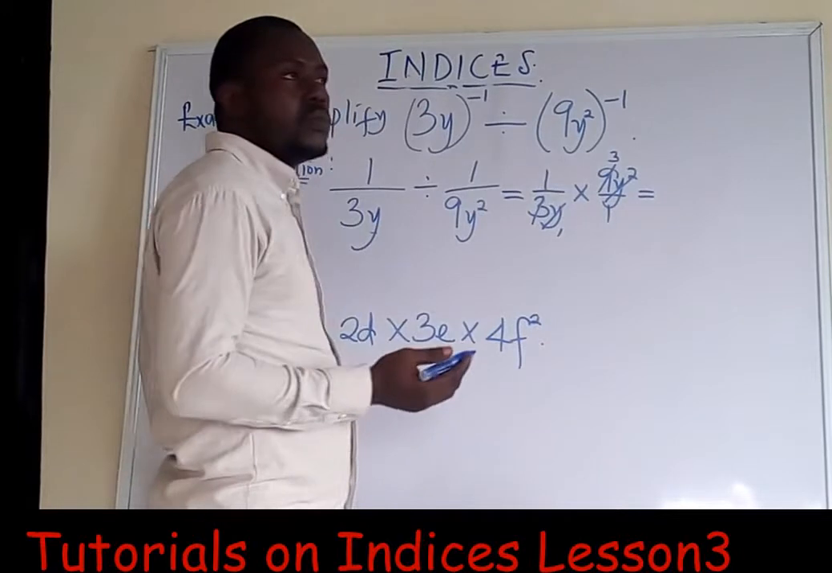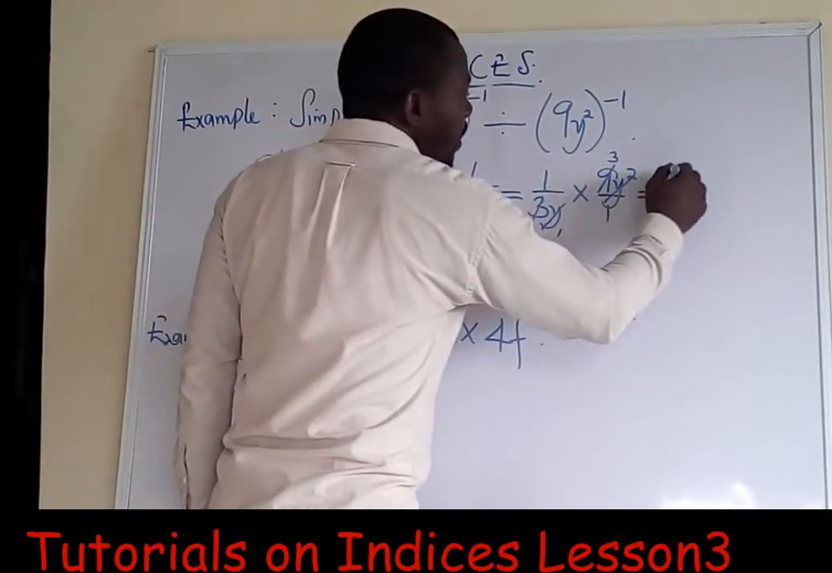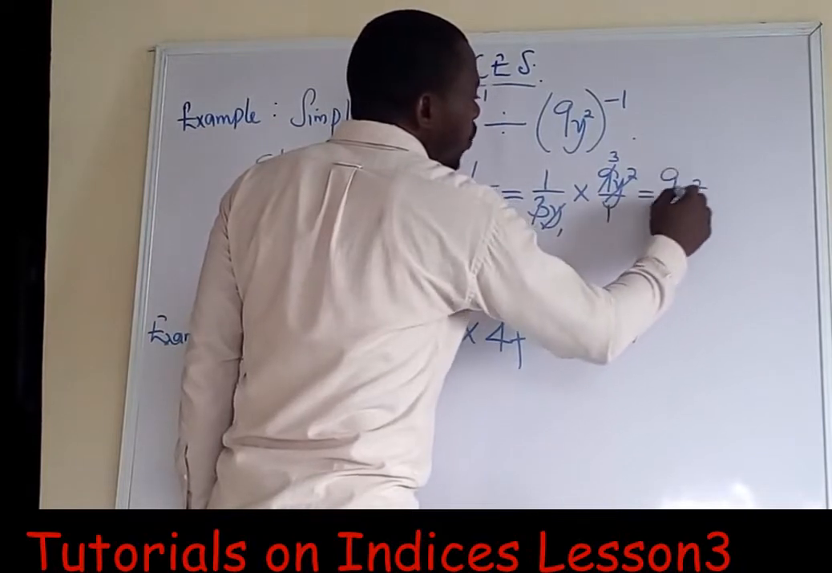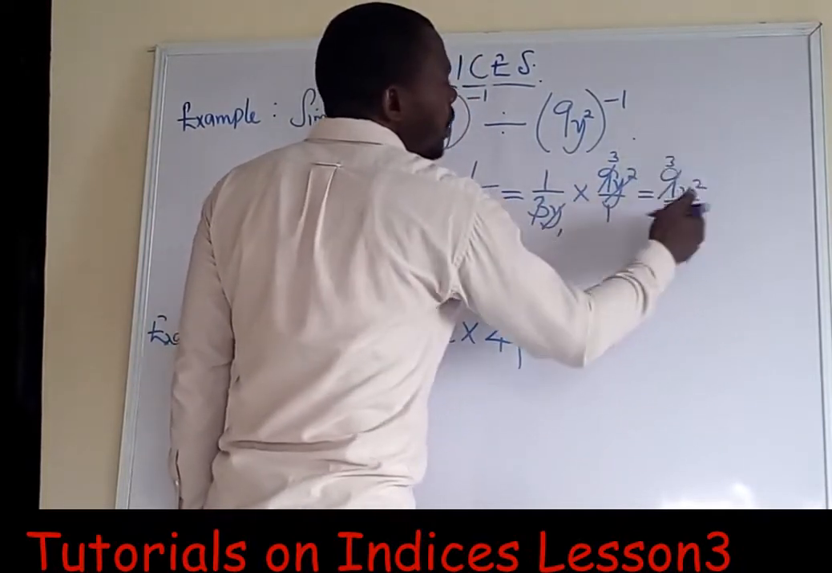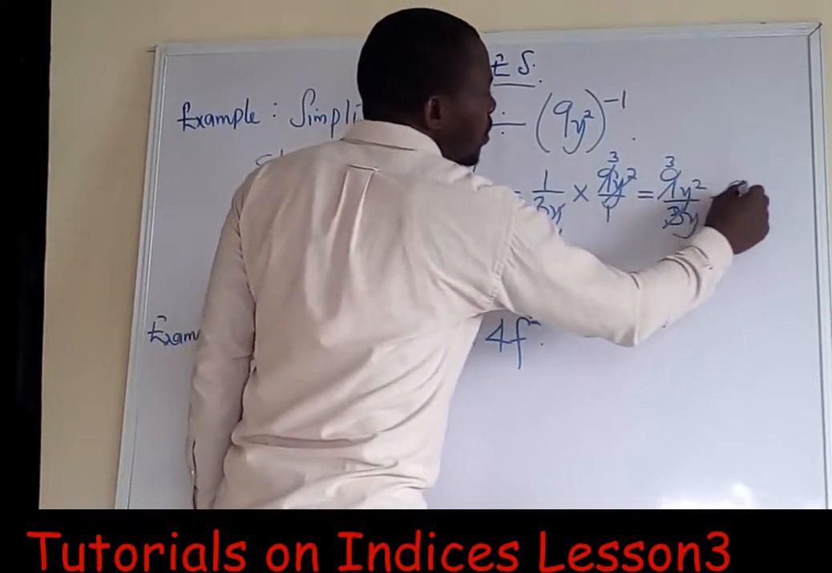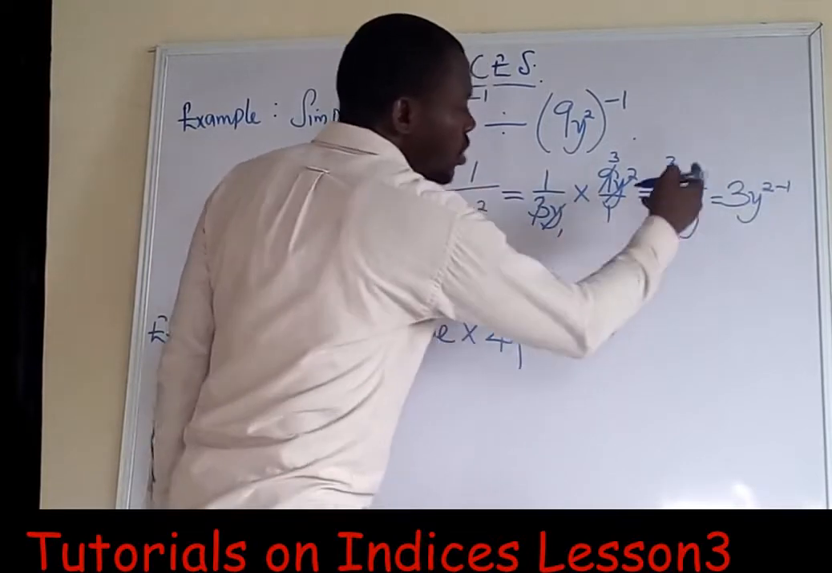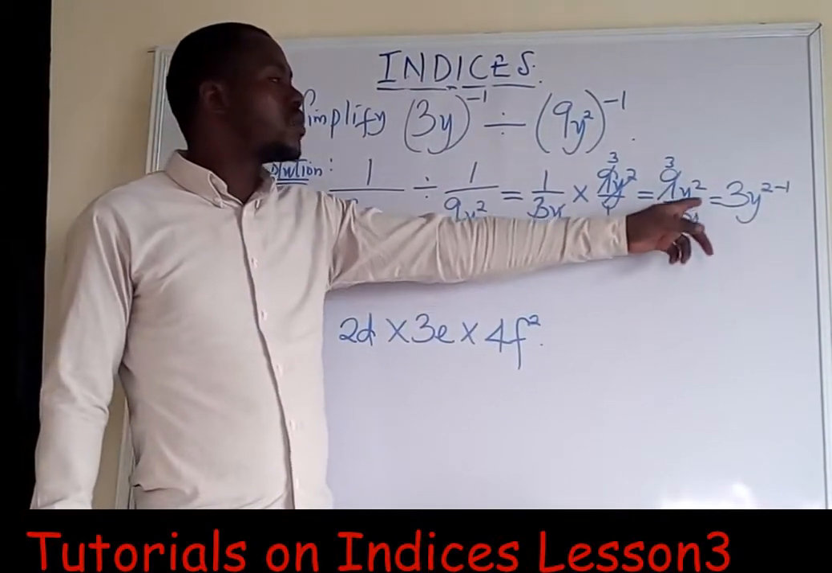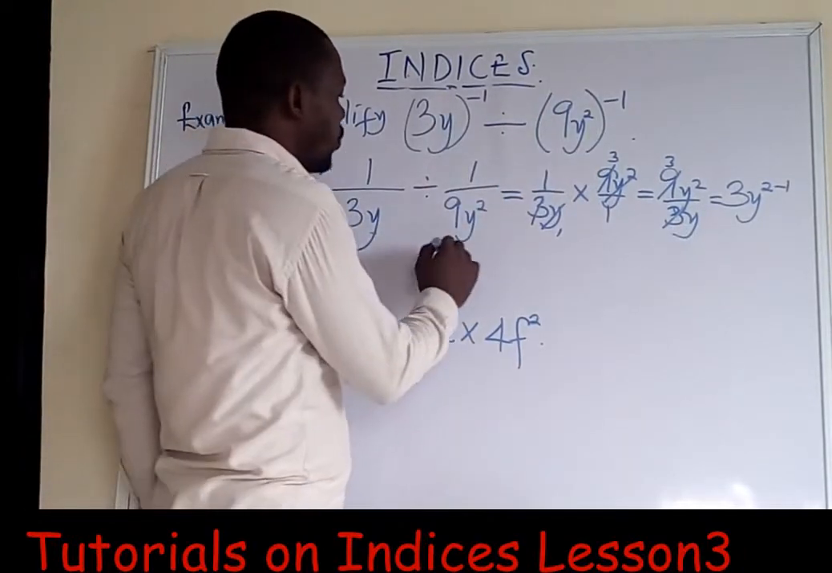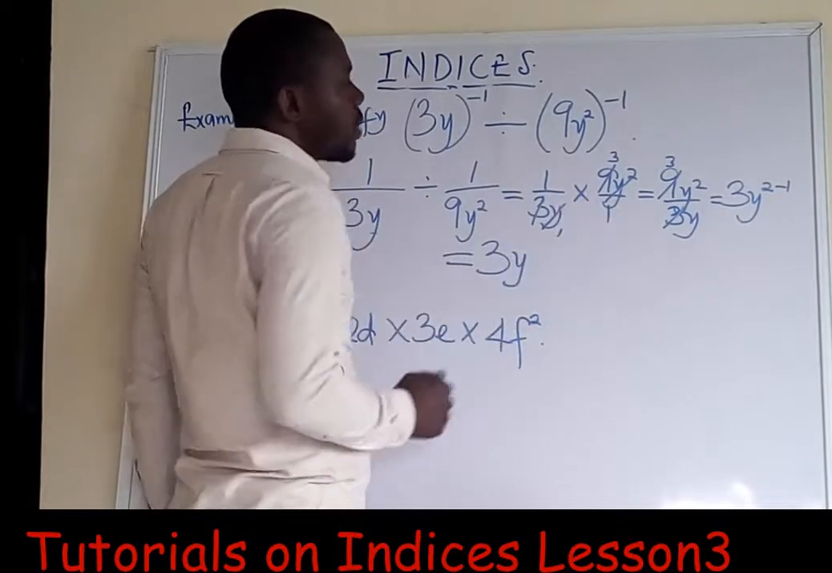Or you can also leave it and write 9y squared over 3y. So you can also 3 cancel 3, you have 3y. These two, they are dividing each other. You say what? 3y minus 1, because they are dividing each other, so you have to subtract the power. And y here, the power of y is 1. So what we have to write here is 3y.